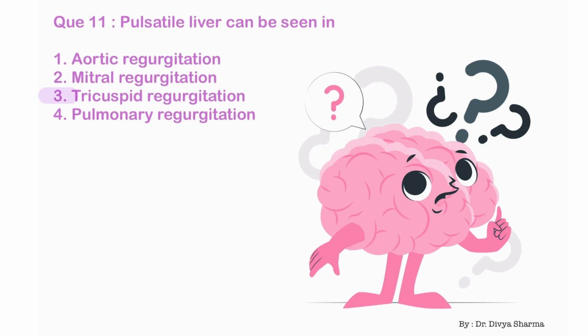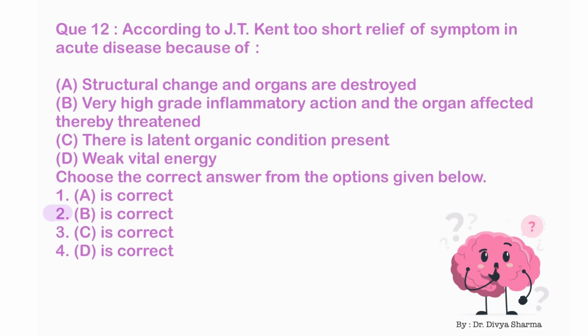Question number 11. Pulsatile liver can be seen in. Now the pulsatile liver sign, or the Rosenbach sign, is seen as a sign of secondary tricuspid regurgitation. So the correct option is option 3.